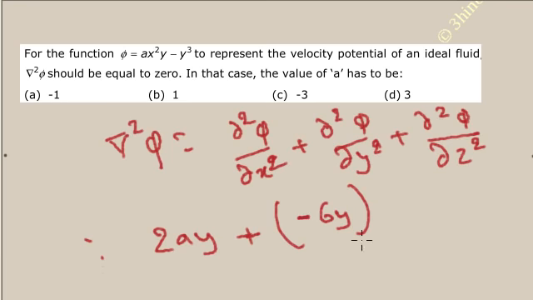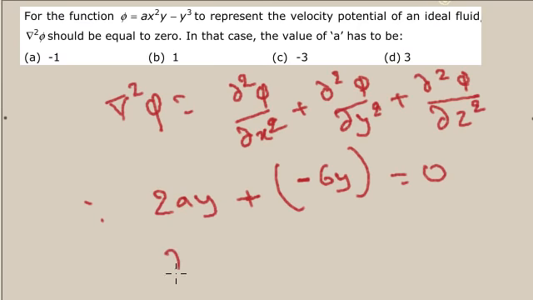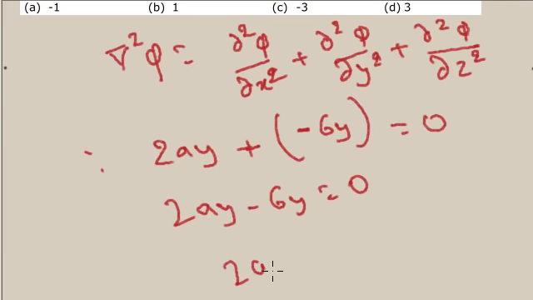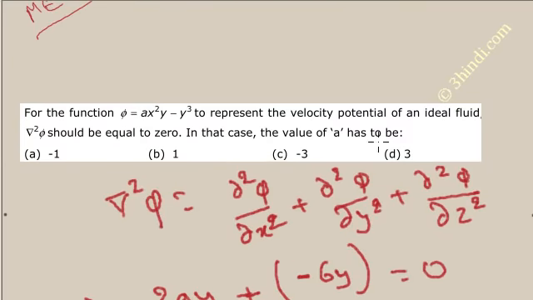So this is 0, that means twice ay minus 6y is equal to 0. That means twice a minus 6 into y is equal to 0. y is not 0, that means a is equal to 3, 6 by 2 is 3. So the answer is this.